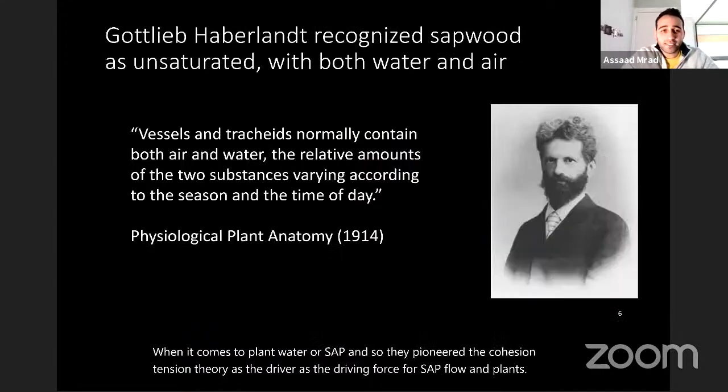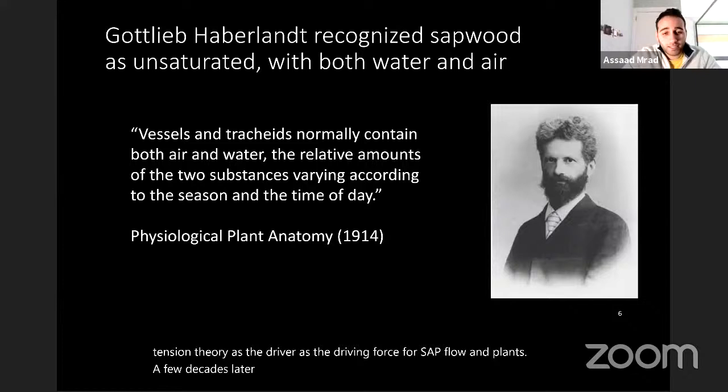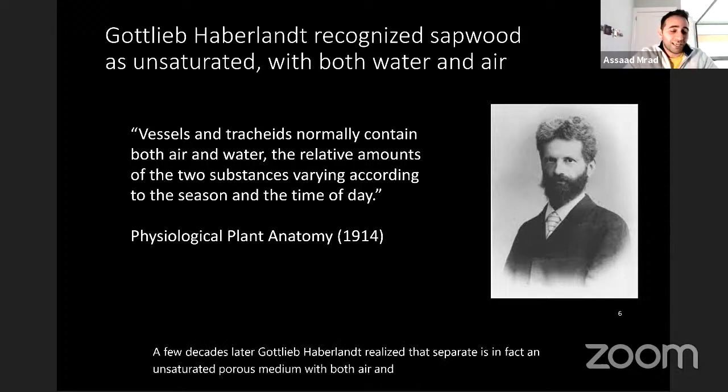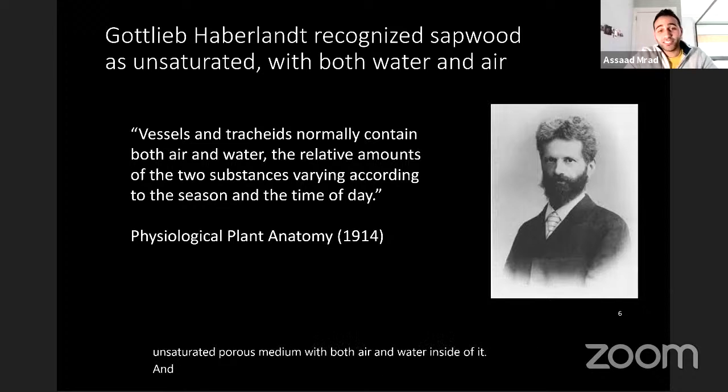A few decades later, Gottlieb Haberlandt realized that sapwood is in fact an unsaturated porous medium with both air and water inside of it. And this is because water is under tension, and unless it is fully sealed, there will be a risk of air entering plants.